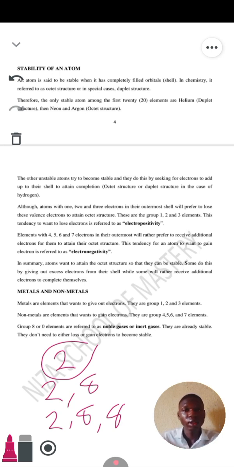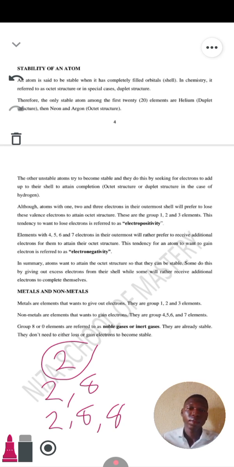And how do they do that? Let's read. And they do that by seeking for electrons to add up to their shell to attain completion, which is the octet structure or duplet structure, as in the case of hydrogen. I will explain that. So in trying to be stable, they will be looking for electrons to add up so they can become complete. They are not complete. That's why they are not stable. They are not completely filled. So they want to be completely filled so they can be stable too. So they start to look for what? Look for electrons up there, here and there, to try to become stable.